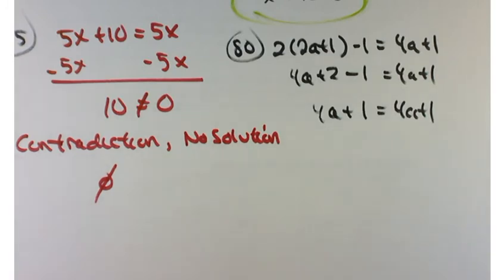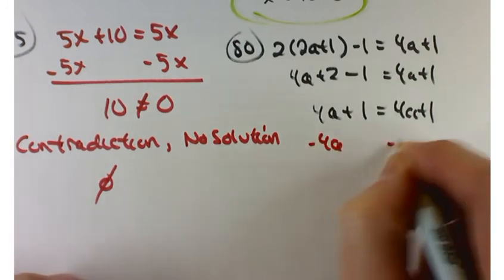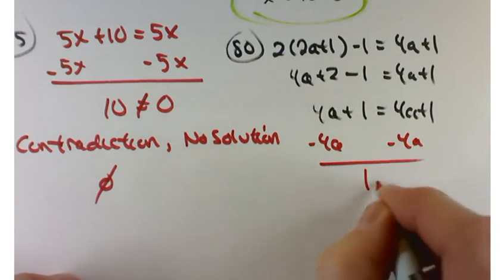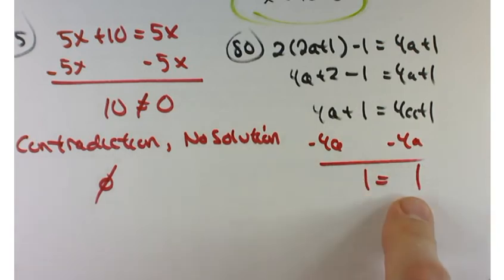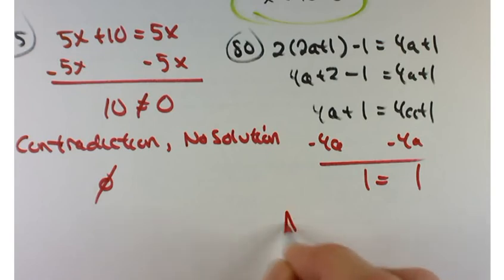Now, you can go a little farther than this. If you subtracted 4a from both sides, what you see is 1 equals 1. That's always going to be true. Doesn't matter what the variable is, 1 equals 1, so all real numbers would be your solution.